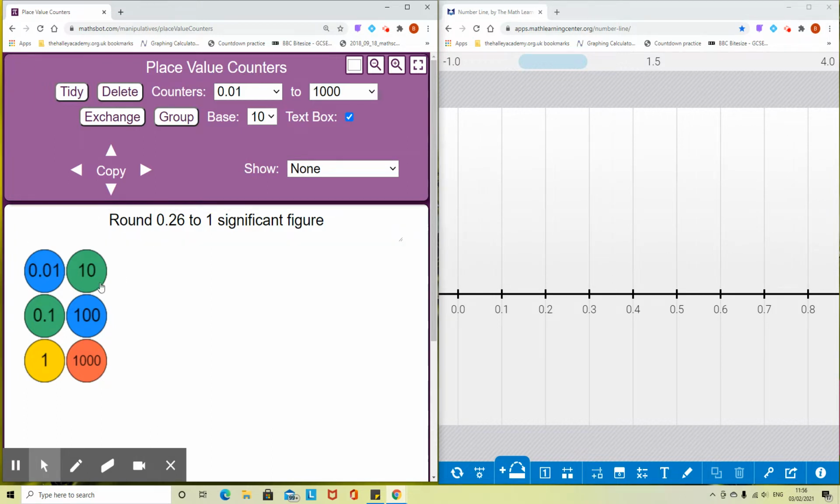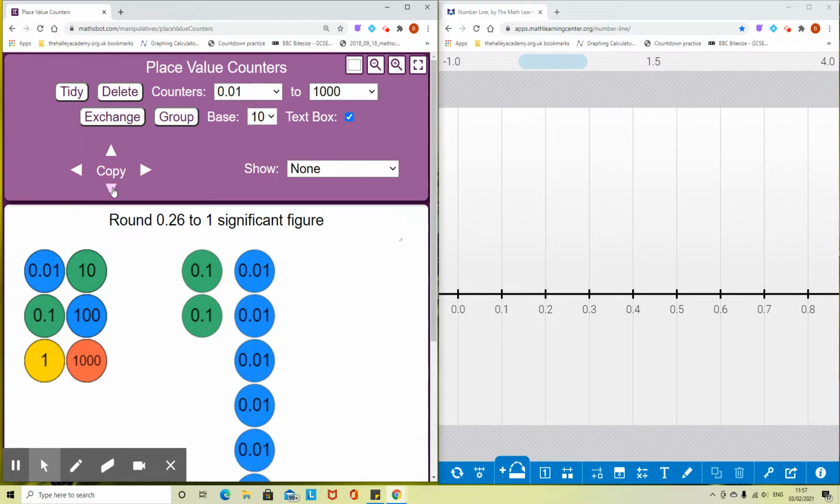So I'm going to start with 0.1 and again 0.1. So that gives 0.1 plus 0.1, which gives us 0.2. And I need 0.06, which is the second decimal place. So I'm going to use 0.01 twice, 3 times, 4, 5, and 6.